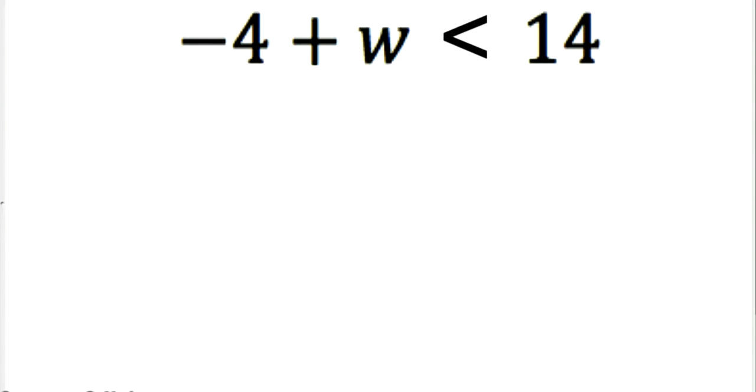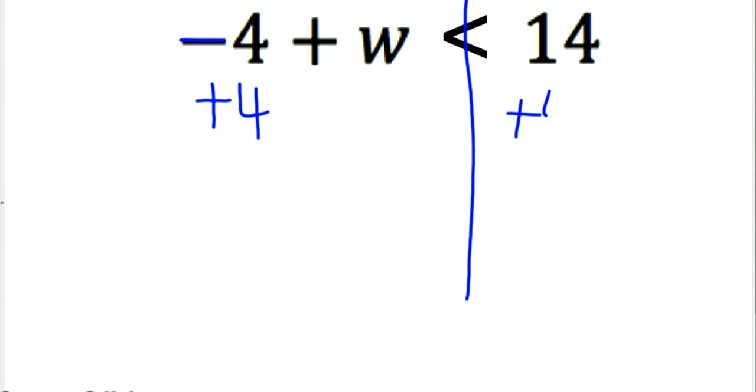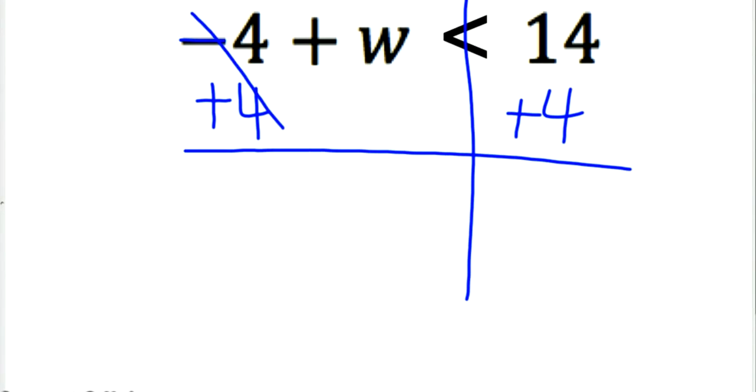Last one, drawing my vertical line through my inequality symbol. The opposite of negative is positive, so I'm adding or putting a positive 4 on both sides. My negative and positive 4 cancel. I have W is less than 14 plus 4, which is 18.